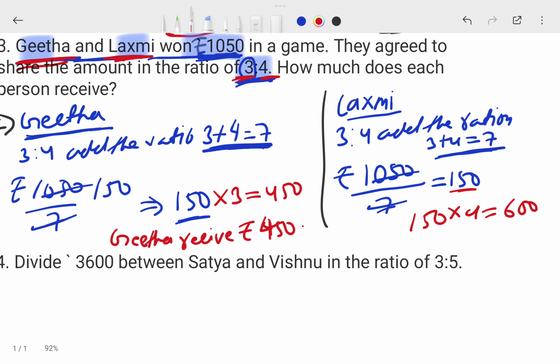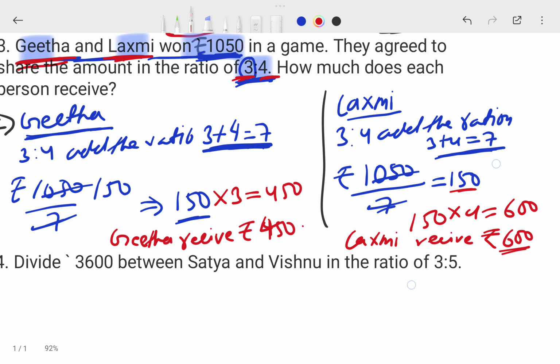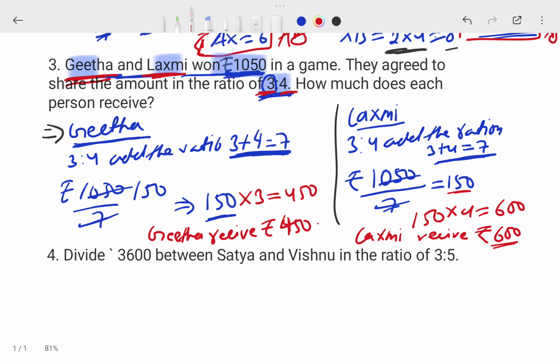It means that Lakshmi receives 600 rupees. Is it clear? So both answers are clear here. Here, whatever ratio is there, we have to add the ratio. After adding the ratio, we have to divide the total by that number. Whatever value we get, like 150 here, we have to multiply by the ratio of Geeta. What is the ratio of Geeta? 3. We have to multiply by 3.